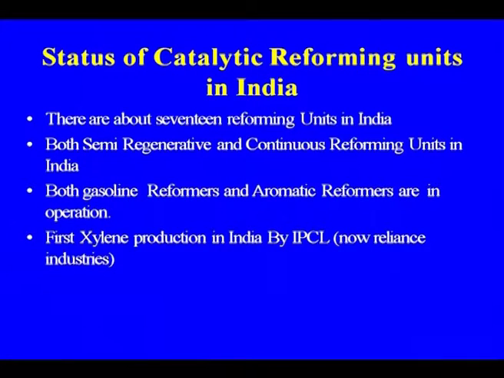Just like benzene, we discussed about LAB. So, benzene goes for linear alkyl benzene, toluene for various other products, or toluene is further converted to more value-added, more useful products like benzene and xylene. First xylene production in India was by the IPCL, now it is by Reliance Industries, IPCL Vadodara unit. That is one of the largest integrated petrochemical complexes.